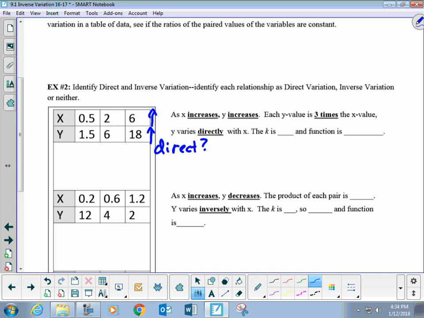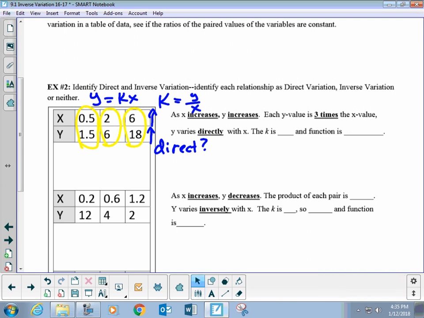So how do you know? Okay. With direct variation, we had y is equal to kx. Solve for k. k is equal to y over x. So if I divide y by x, I should get a constant for every one of these points. Where are the points? Here's a point. Here's a point. Here's a point. I should get a constant for every one of those points.